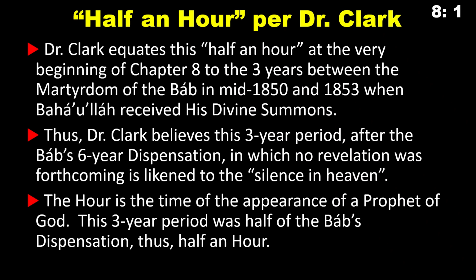Dr. Clark equates this half an hour at the very beginning of chapter 8 to the 3 years between the martyrdom of the Bab in mid-1850 and 1853 when Baha'u'llah received his divine summons. Thus, Dr. Clark believes this 3-year period after the Bab's 6-year dispensation, in which no revelation was forthcoming, is likened to the silence in heaven. The hour is the time of the appearance of a prophet of God. Thus, the 3-year period was half of the Bab's dispensation, thus half an hour.